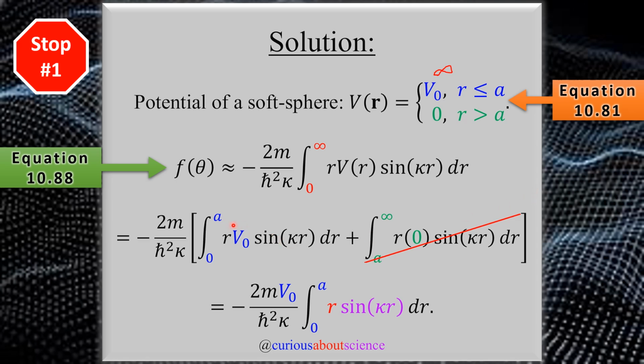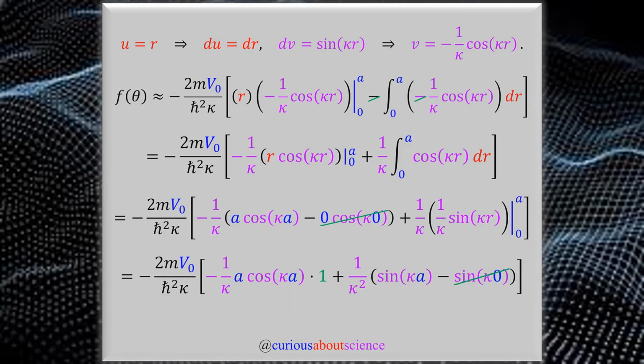Cool. Thankfully, this V naught is just a constant, so we can bring it outside as we see here, and that leaves us with the product of r and sine. Since this is a product, we need to evaluate this integral, implementing integration by parts and hence the color code. Let's get to how we do that.